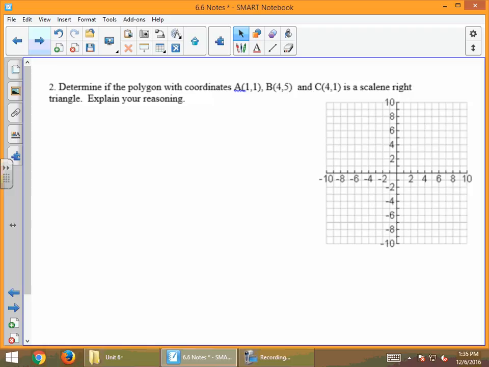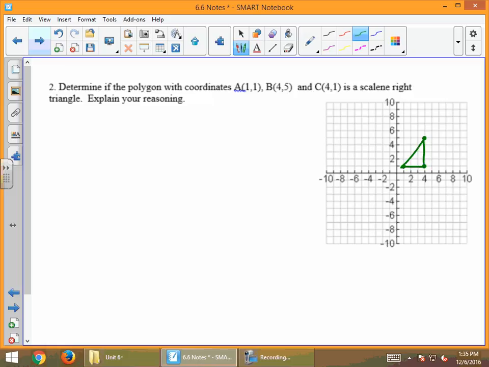So again, we're going to take what you just did on your quiz and use that to find the distance of all three sides to show them that all three are different. So let's focus on what we just did. Let's just try to see if it's a right triangle. Then go ahead, plot point 1, 1, 4, 5. Where am I going? And 4, 1.